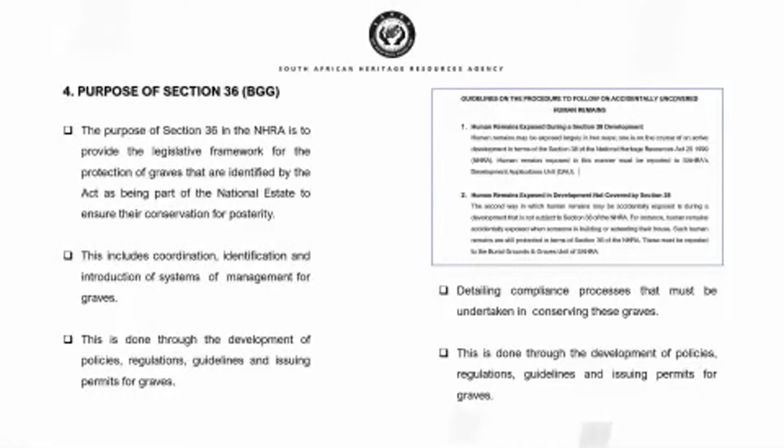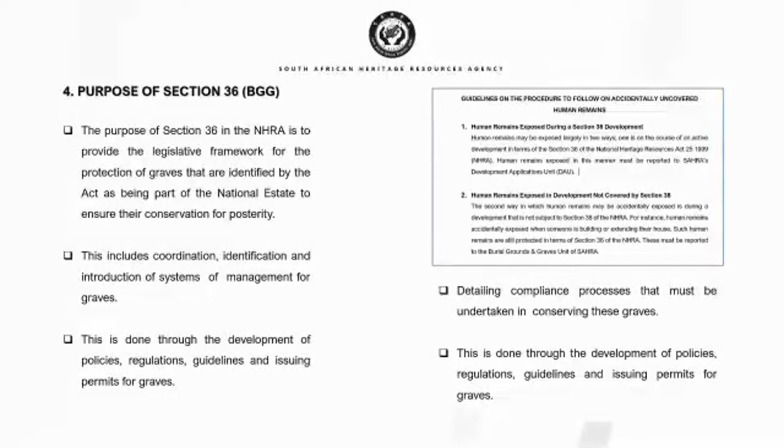All right. Moving on, the purpose of Section 36 within the National Heritage Resources Act is to provide a legislative framework for the protection of graves that are identified by the Act as being part of the national estate, but also to include the coordination, identification and introduction of management systems for such graves. And this is done through the regulations and the permits that are issued to effect the exhumation and relocation that you could be doing. And then we also assist in detailing what must be undertaken.